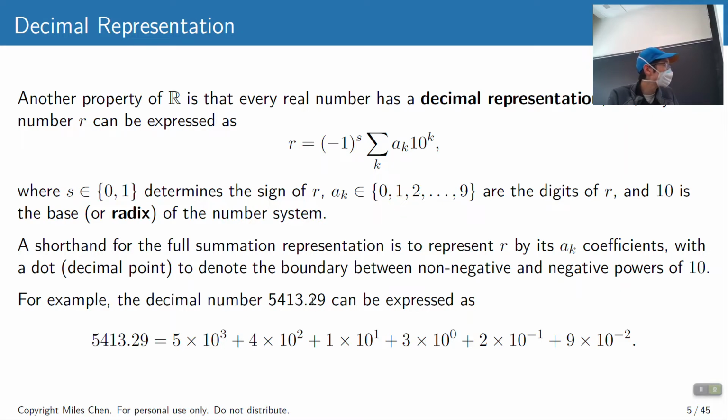This is 2 times 10 to the negative 1, so 2 tenths. And this is 9 times 10 to the negative 2, 9 hundredths. And you put all of those together and you get 5,413 and 29 hundredths, and so on and so forth. But we can represent pretty much any value on the real number line in this decimal form.